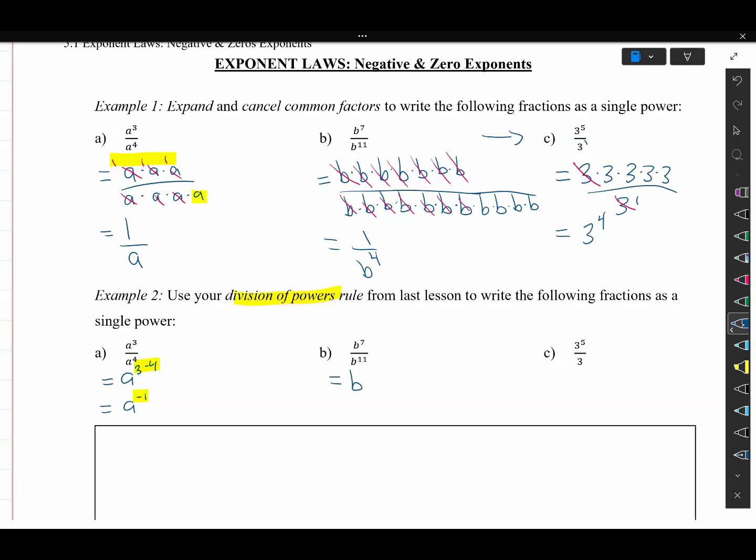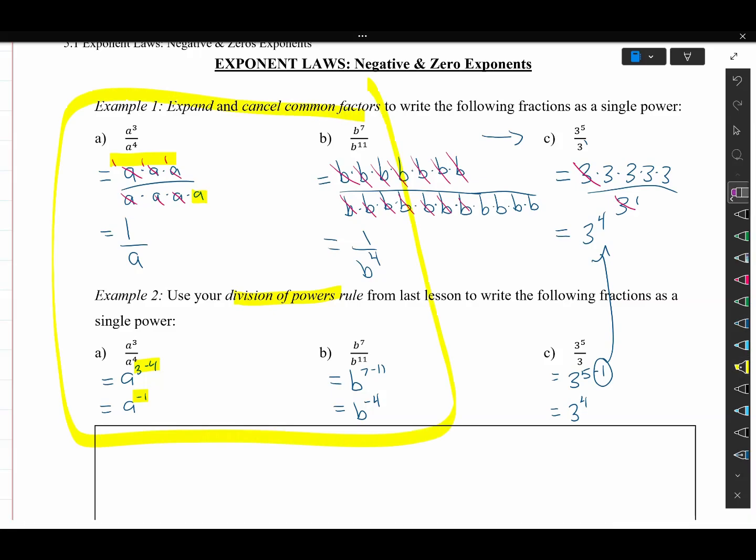Over here, b to the exponent 7 minus 11. That is b to the exponent negative 4. And over here, 3 to the exponent 5 minus 1. If you're not sure where that 1 comes from, double check up here. And we're working with 3 to the exponent 4. Now, our observations actually lie only in parts A and B of this activity. Part C was an extra little piece to see what's happening.